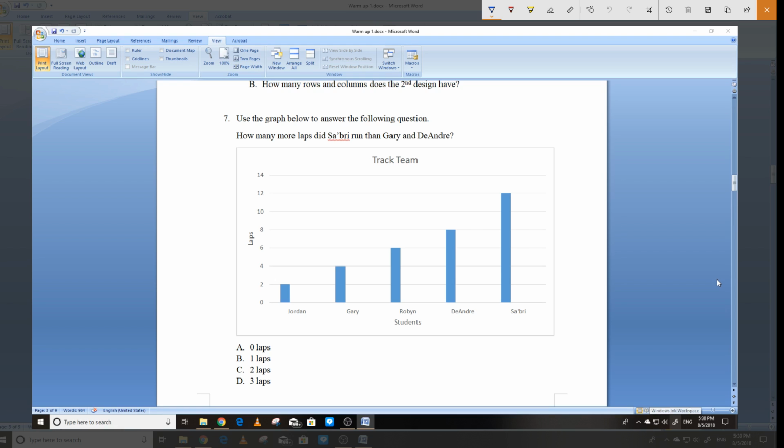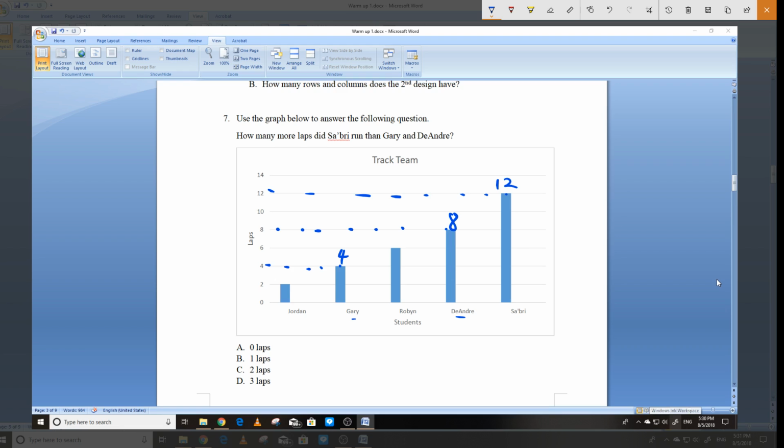So let's take a look at the graph. We find Sabri here at the very far right side. How many laps did he run? Oh, 12. The other two people we must find out are Gary and DeAndre. How many laps did DeAndre run? 8. How many laps did Gary run? 4. So the question wants us to know how many more laps did Sabri run than Gary and DeAndre?